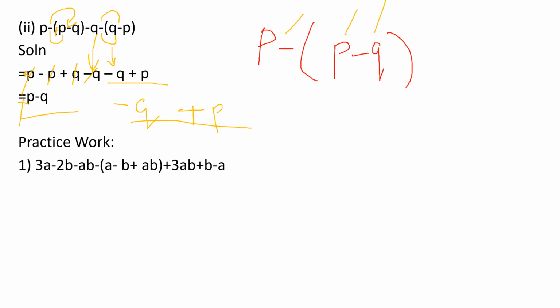This is a practice work. 3a minus 2b minus ab. So when you write the term, with this minus you want to multiply this whole term. Okay. So you will get minus a plus b minus ab. Then bring all the a terms together. Next write all the b terms together. Next ab terms together. Next constant term. Then apply the integers rule, calculate it and find the answer. This is a practice work.